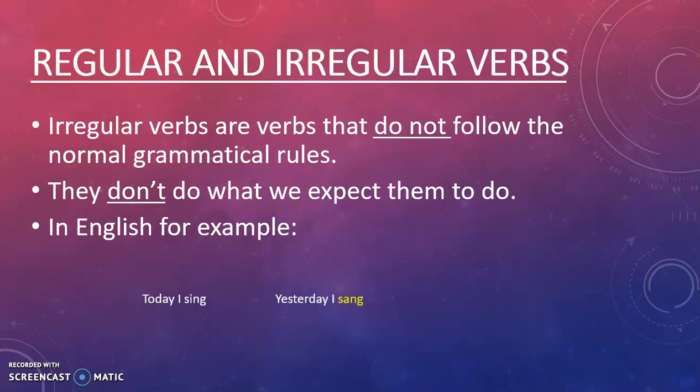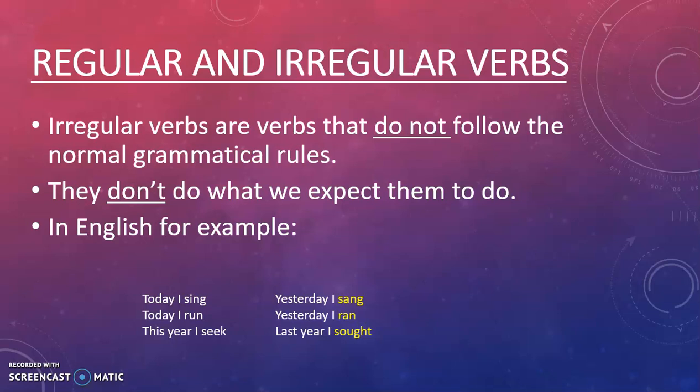Today I sing. Yesterday I sang. Today I run. Yesterday I ran. This year I seek. Last year I sought. Now, how did these verbs change from the present tense, today, to the past tense, yesterday?